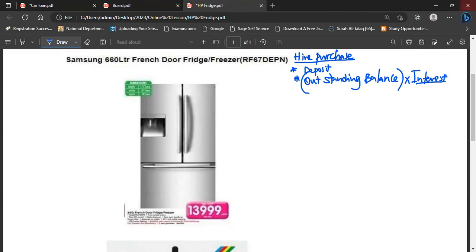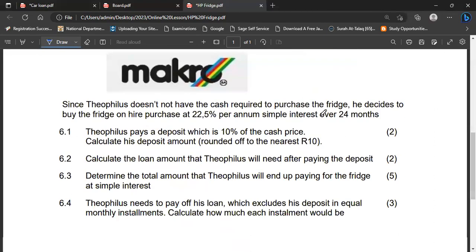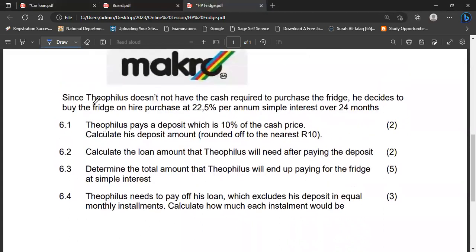Let's look at the question that we have down here. It says, the person doesn't have the cash required to purchase the fridge. He decides to buy the fridge on hire purchase at 22.5% per annum, simple interest, over a period of 24 months, which is 2 years. Question 6.1. The person pays a deposit of 10% of the cash price.